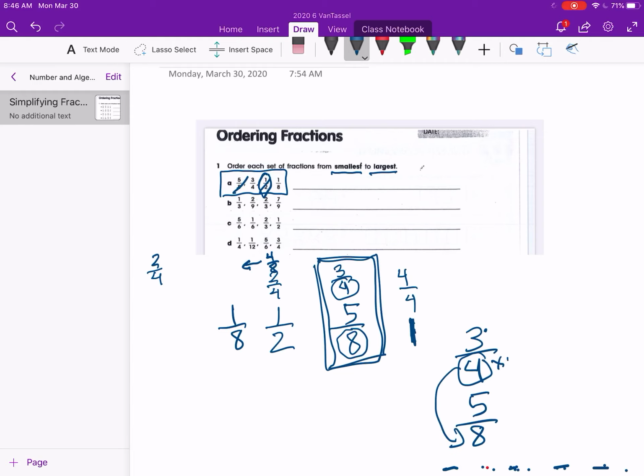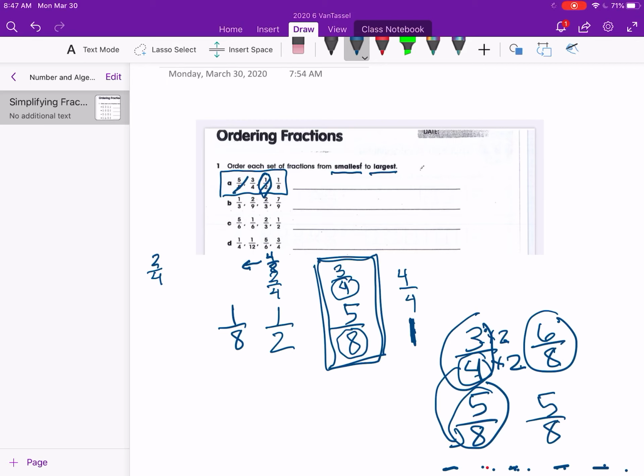So 4 times 2 equals 8. And if I times the bottom number, the denominator, by 2, I have to times the top number, the numerator, by 2. So 3 times 2 equals 6. So this is going to be 6/8. 4 times 2 is 8. 3 times 2 is 6. So 6/8 and 5/8. If I have 6 out of 8 pieces in a chocolate bar, that's more than having 5 out of 8 pieces. So that means 3/4 is bigger than 5/8.